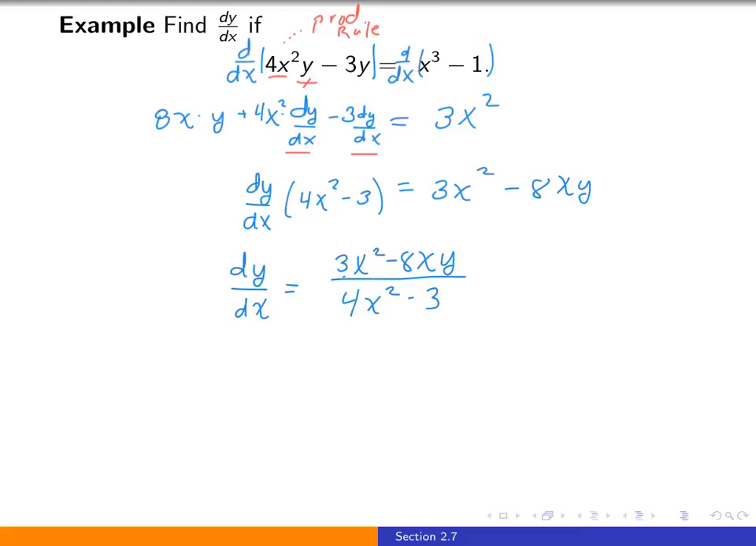So just to note those big picture procedural steps, we differentiate both sides with respect to x. When we do so, there's going to be some number of these dy dx terms. Leave those on the left, move the other terms to the right, and isolate to solve for dy dx.